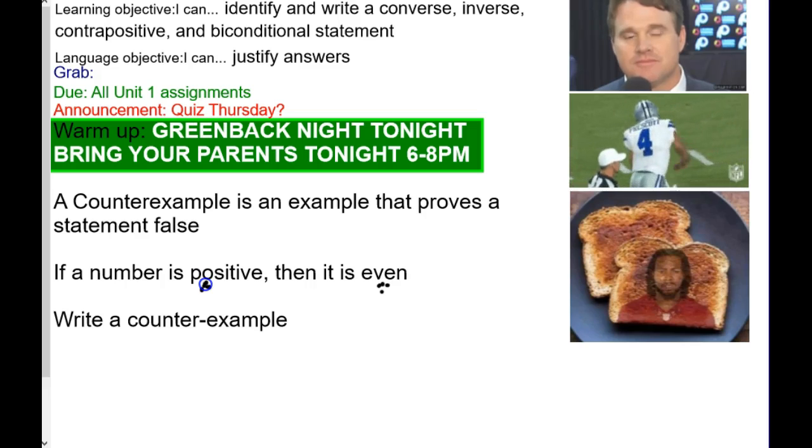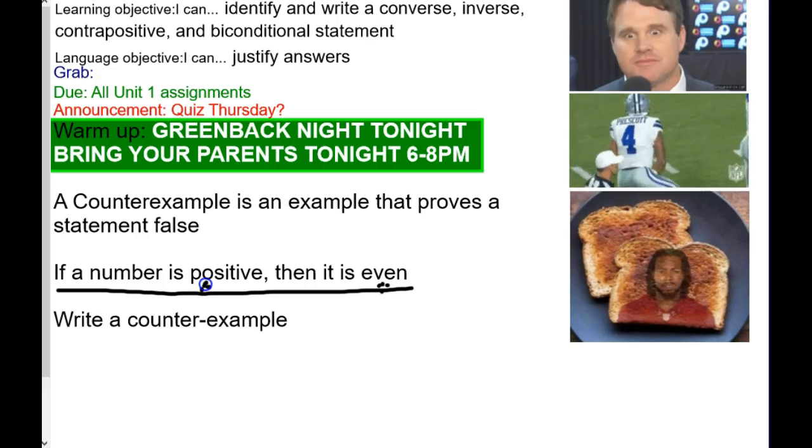Okay? So again, I would like you to write this, and then put false, and then give me the counterexample. So write, if a number is positive, then it is even. False, and then give me a number. That number is the counterexample. Okay? Do that now, and I'm going to pass out the notes for today.